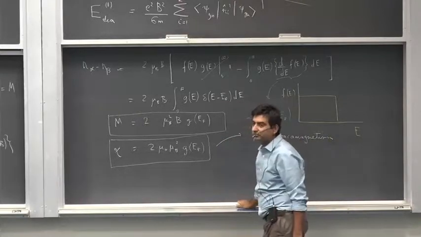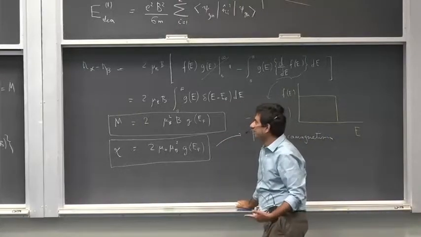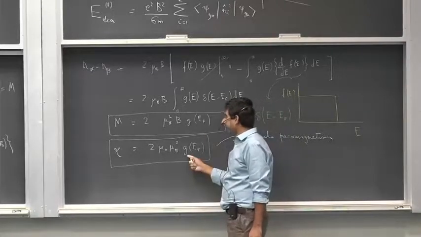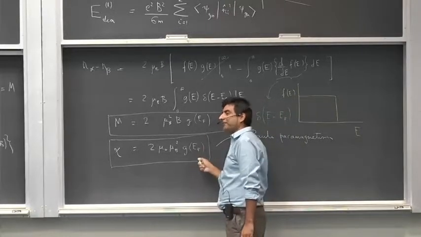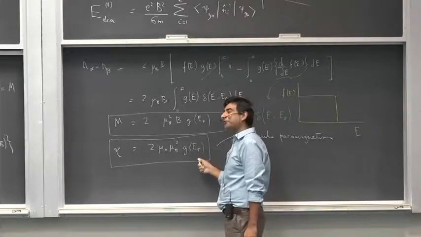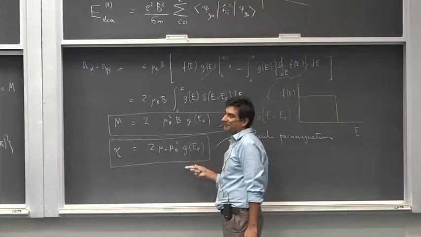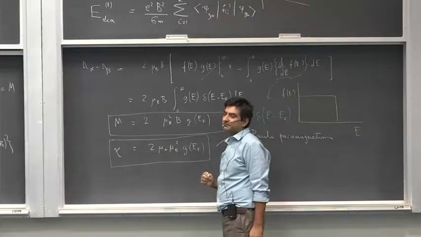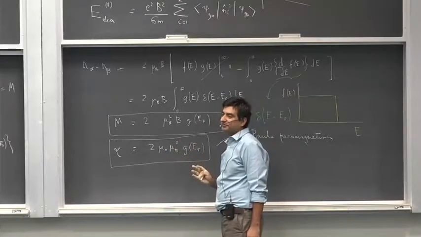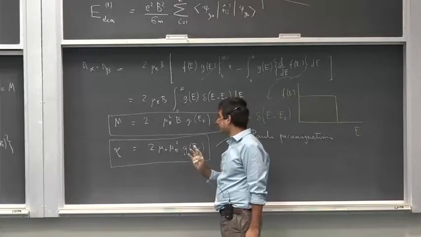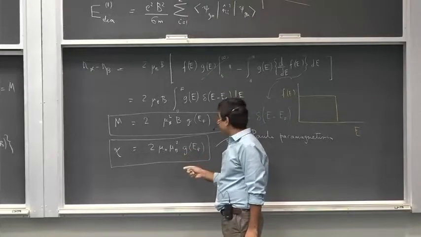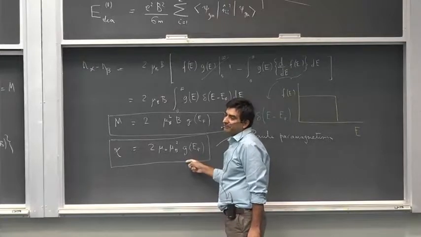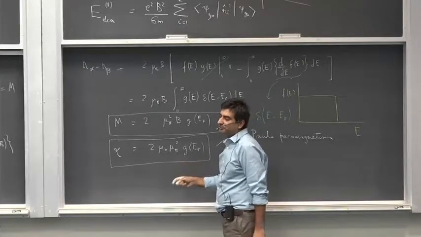There is no B dependency in the susceptibility. Second thing is it depends upon the density of states at the Fermi level. How many electrons exist at the Fermi level? That gives rise to magnetization. That is independent of the temperature. G of E F can be shown to be inversely proportional to the Fermi level. This is something you learn from solid state physics.